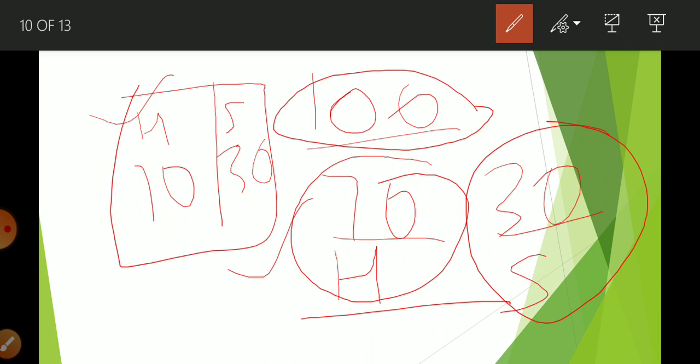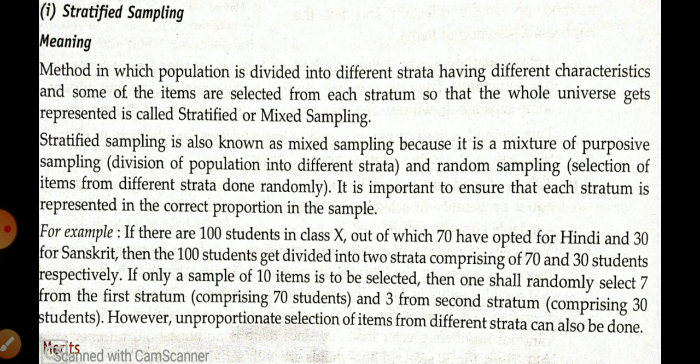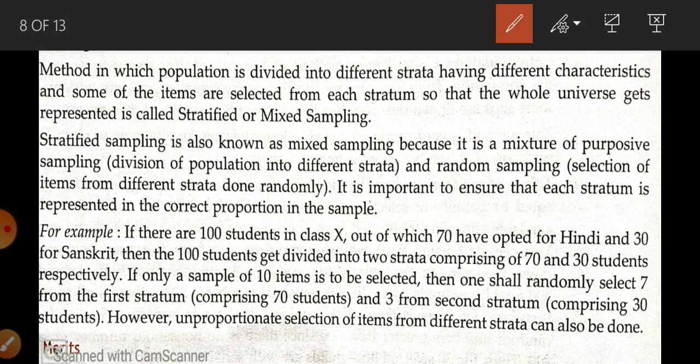Okay, I think you are able to understand it. Now we are going to understand the method in which the population is divided into different strata. Strata means what, beta? Strata means group. Remember, strata means group.